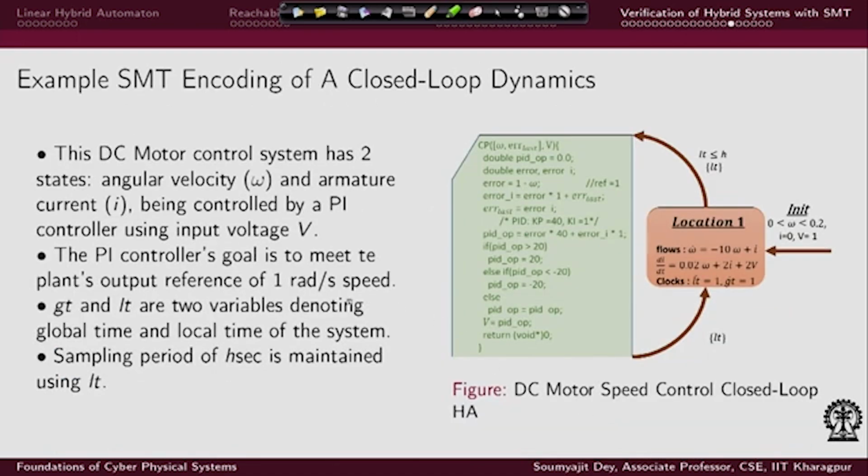So, we have a small example, we consider a DC motor control system, okay, and this is a program which is representing the DC motor controller, and here you have the hybrid automata representing the dynamics of the DC motor. So, you can look at these things. You have a PI controller whose goal is to meet the plant's output reference, given as 1 rad per second, and you also have the variables GT and LT. There are two variables denoting the global time and local time of the system, and the sampling period is maintained like this here. Okay. So, this is the program for the controller.